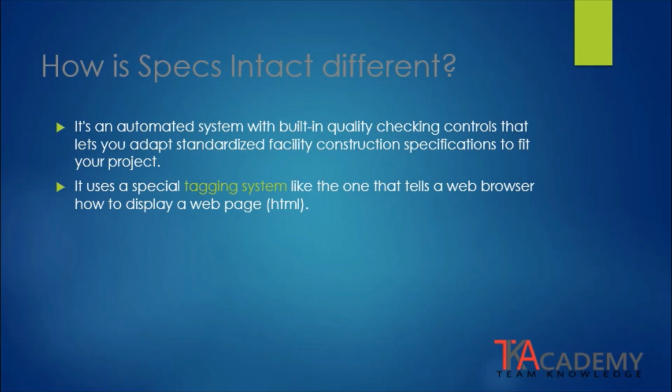What makes Specs and Tact different? At the user interface, it looks and behaves very much like a word processor. A user can manually enter information or delete information out. What makes Specs and Tact different is the automated system with a built-in quality check that allows a user to edit and modify standardized facility construction specifications to fit the specific project needs. Unlike a typical word processor, Specs and Tact uses a special tagging system like the one that would be used to interface and tell a web browser how to display a web page, commonly referred to as HTML.